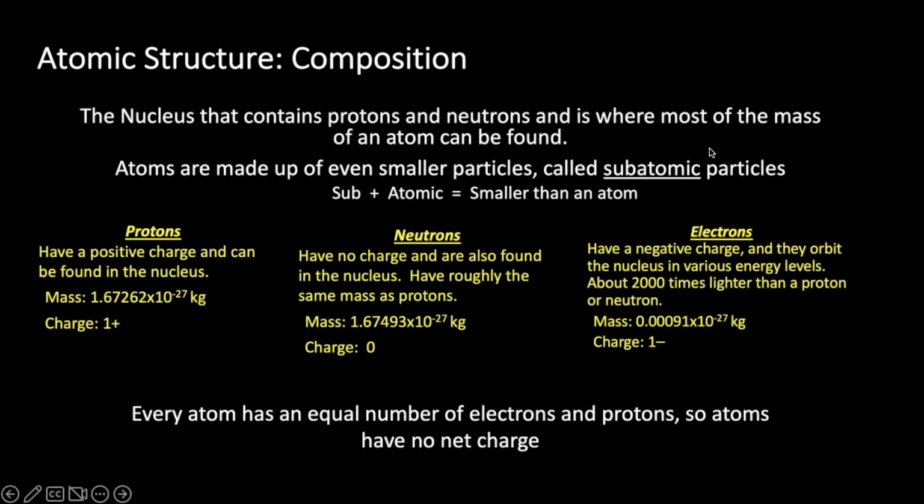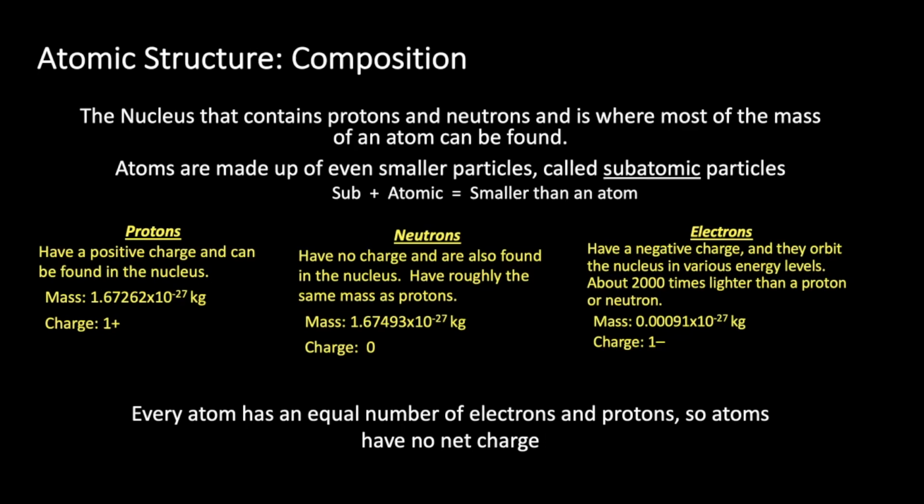So again, more about that atom structure. So now we have, again, the nucleus that contains the protons and neutrons, and that's where most of the mass of the atom is going to be found, right? And then we have the even smaller particles, which you can hear them called subatomic particles. Sub means smaller than the atom. Again, those are the protons, neutrons, and electrons. You should be very familiar with those names.